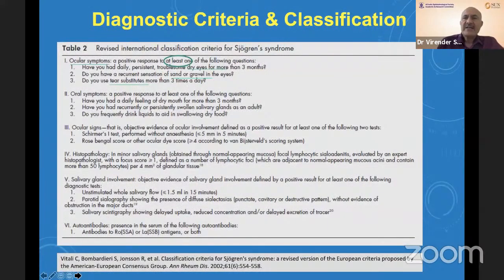The diagnostic criteria and classification is based on the American Rheumatology Association, and this is a detail, especially useful for postgraduates if it is a question in your theory exam. So I will not discuss it in detail because there is a revised criteria now.